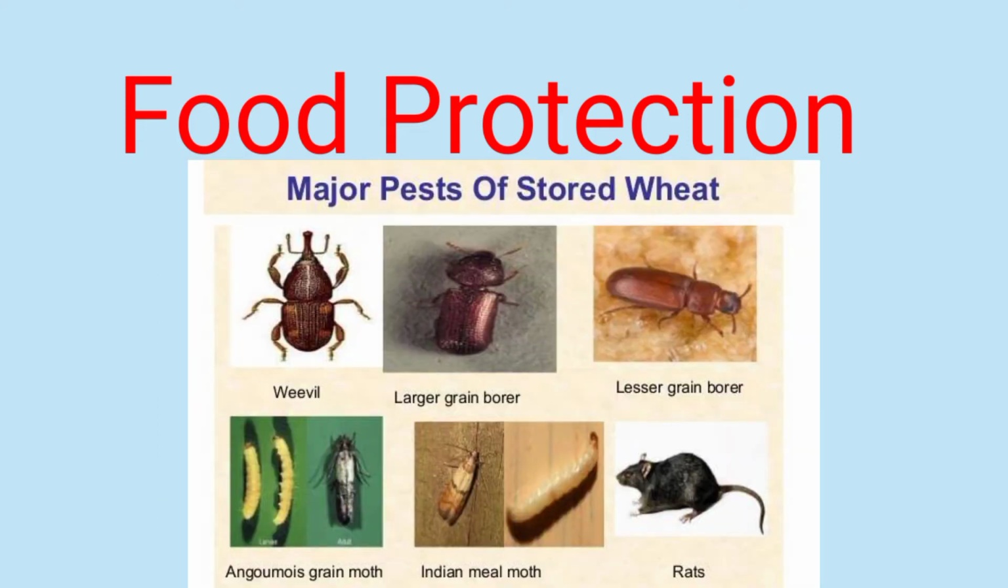And these are the mostly found pests which affect the food in our homes. These are rats, grain borer, larger grain borer, or moth. These are some major pests that damage the food in our home.